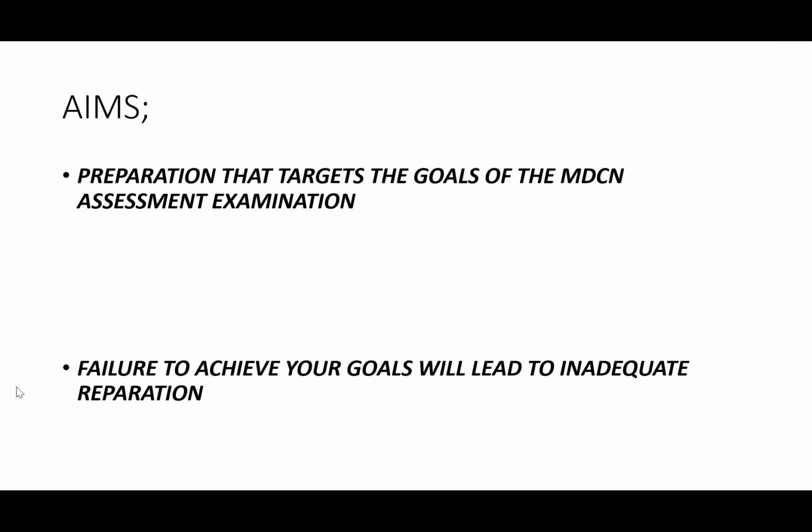And the aim of every candidate should target, okay? Your goal should target adequate preparation, because if you fail to achieve these goals, it will lead to inadequate preparation.